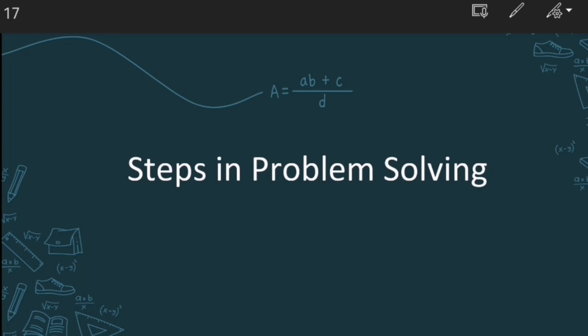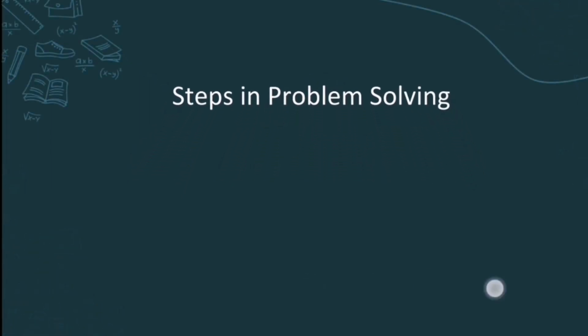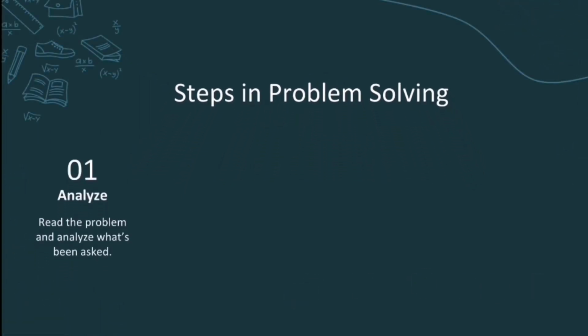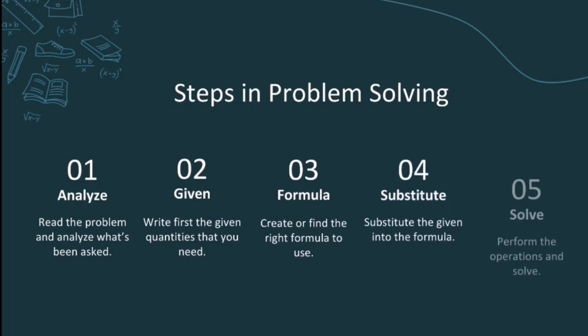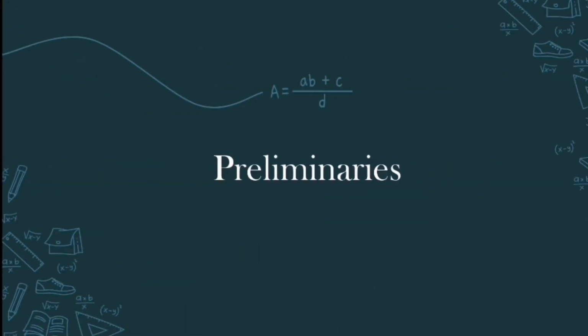This technique will help us to organize and to solve our problems in the simplest way. The first step in problem solving is to read the problem and analyze what's been asked. Second, write first the given quantities that you need. Third, create or find the right formula to use. And then substitute the given into the formula. And last, perform the operations and solve. And now let us proceed to our discussions.